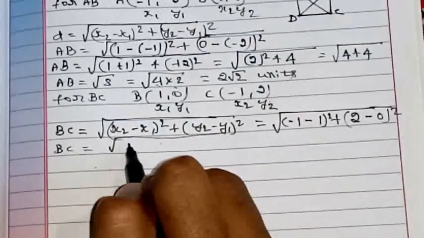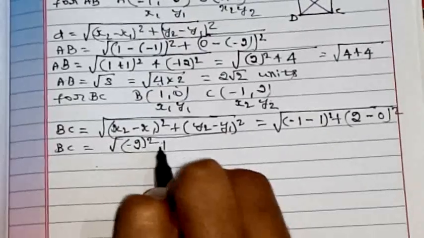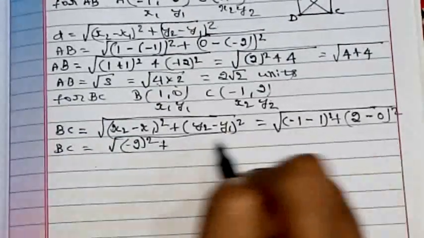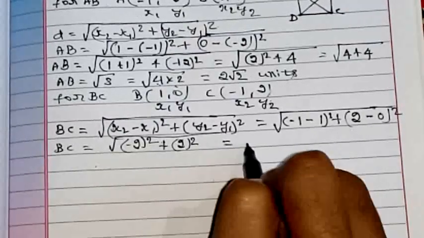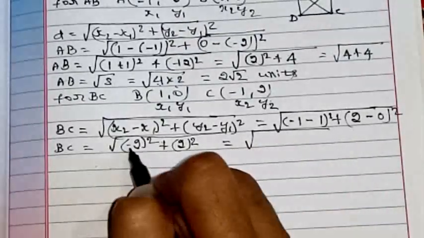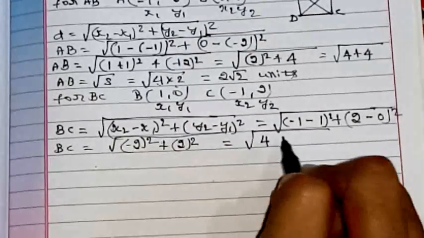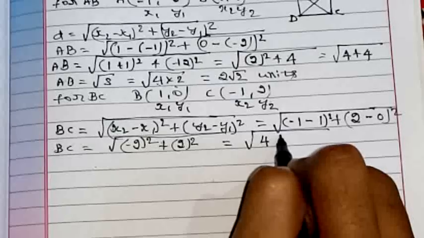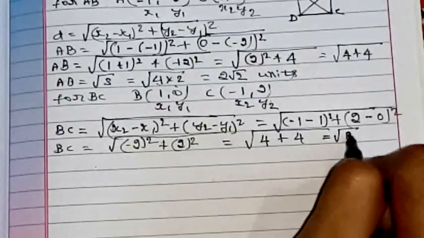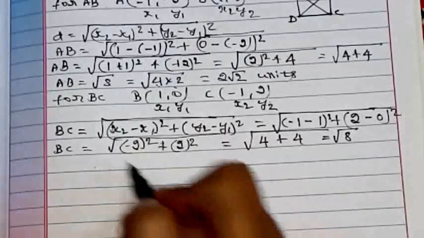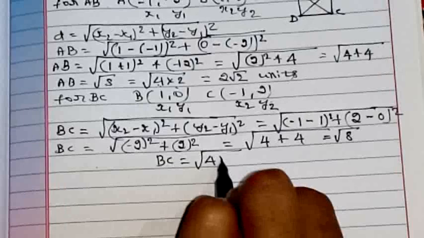So 1 plus 1 is 2, nothing but minus 2 whole square, plus 2 minus 0 is nothing but 2 square. That equals the square root of, any minus square will be plus, so 2 square will be 4, plus 4. Minus 2 square will be plus 4, plus 2 square will be 4. Again root 8. So that means root 8, BC, can be written in the form of square root of 4 into 2.